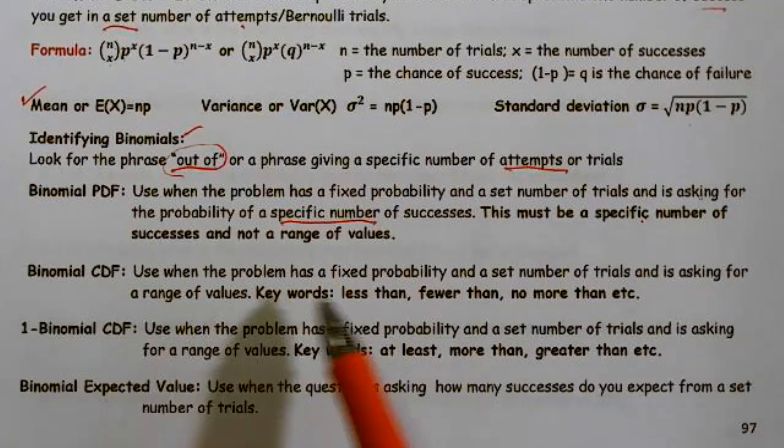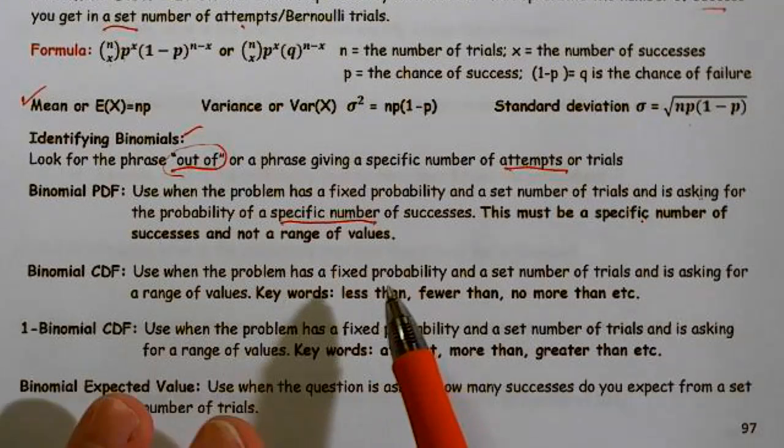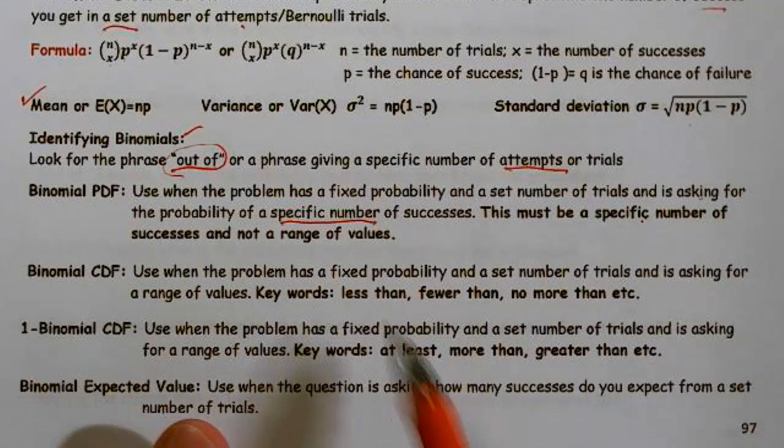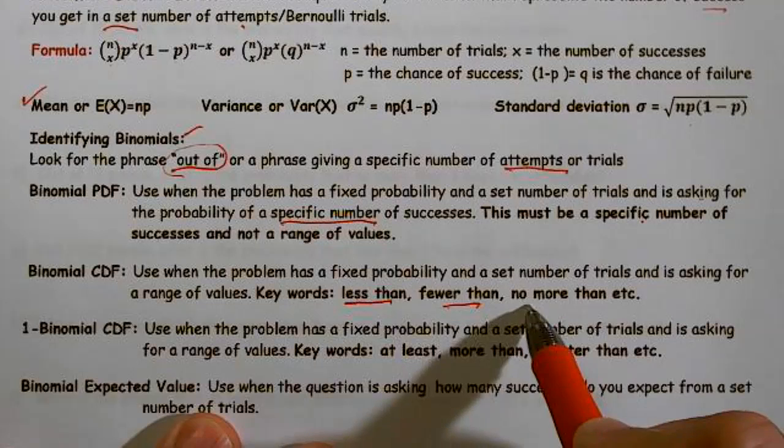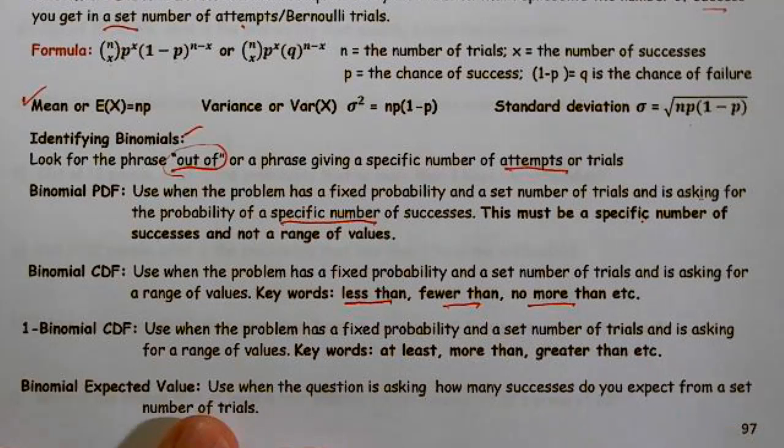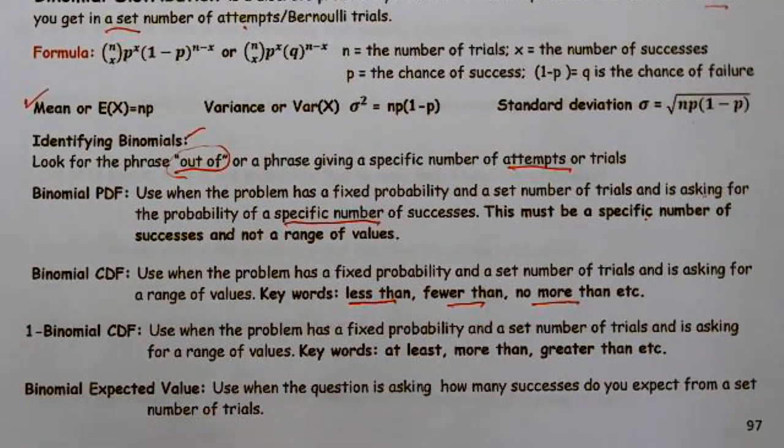Whereas on a binomial CDF, we're asking for a range of values. And these are the key words that let you know you're looking for a range of values. If you have those, you're like, hey, we're looking for more than one value. In other words, less than 3. Oh, well, that means it could be 0, 1, and 2. That's multiple values. More than 3. All right? So anytime it's multiple values, you're looking for a CDF, once again, a specific number of trials.